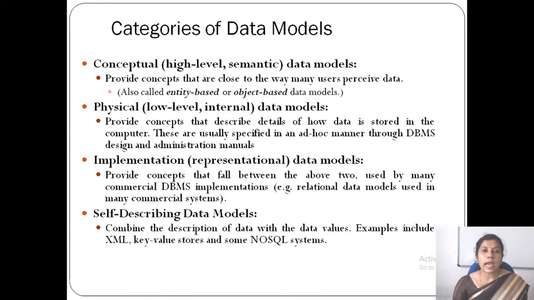Then we'll see what are the categories of data models. There are various categories like conceptual, physical, implementation, and self-describing data models. Now the first one, conceptual data model, provides concepts that are close to the way in which users perceive the data. That means how you imagine the application, accordingly they will model. Like you may think, okay, college database means college will have students, then departments, then faculties and admin staffs. Like that you will imagine, right?